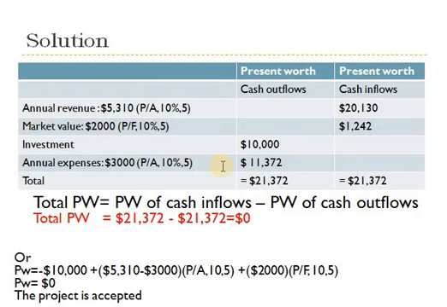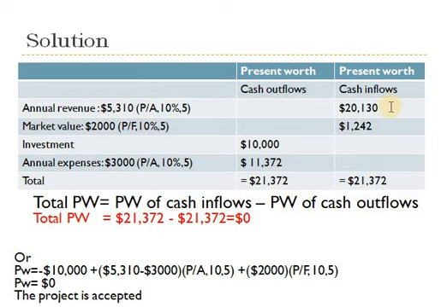Now what did I do here? I added the values which are positive alone and the values which are negative alone. So this is the cash outflows. I am paying $10,000 for the investment and I'm paying expenses of $11,372. How did I get this value? It is the final answer of 3,000 into P knowing A 10% 5. And I summed up these values. I got the value 21,372.